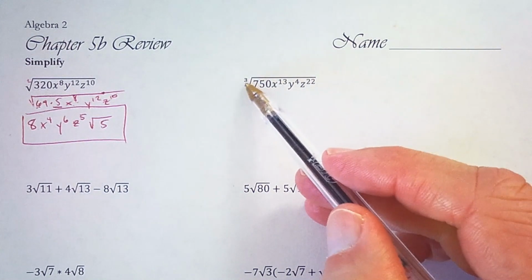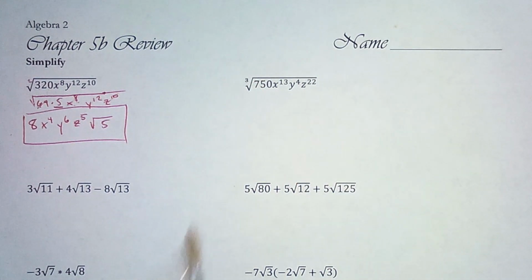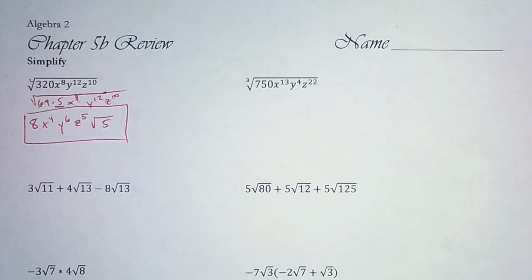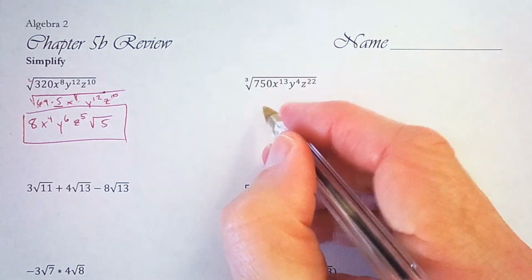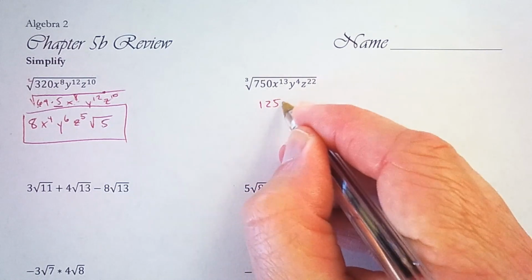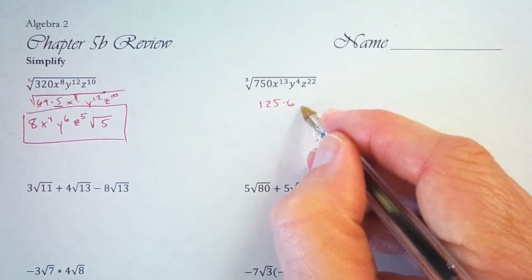Next, I'm going to do a cubed root. So I'm not looking for square numbers that go into 750, I'm looking for cube numbers. Like 2 cubed is 8, 3 cubed is 27, 4 cubed is 64, 5 cubed is 125. 125 might work. Let's try that. 750 divided by 125 is 6.